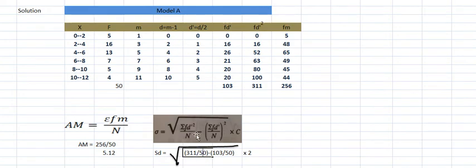311 divided by n means what? N is 50, minus, and 103 is what? 103 is fd dash divided by n, then it's a whole square, under the root, into c means 2. That is, for example, between all these two numbers there is a common 2, so into 2 is a c.